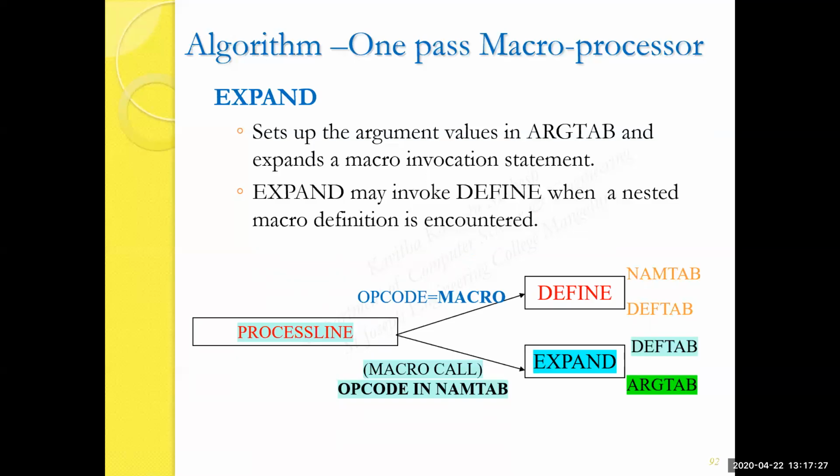The expand procedure uses two data structures, that is the definition table and the argument table. The argument table is set up when a macro invocation statement is encountered. The first thing that the procedure expand does is set up the argument table by placing the arguments that follow the macro name in the macro invocation statement into the argument table. Also, the definition table is used to fetch the lines that have to be used as a part of macro expansion. That is, the macro invocation statement has to be replaced with statements from the body of the macro that is saved in the definition table.